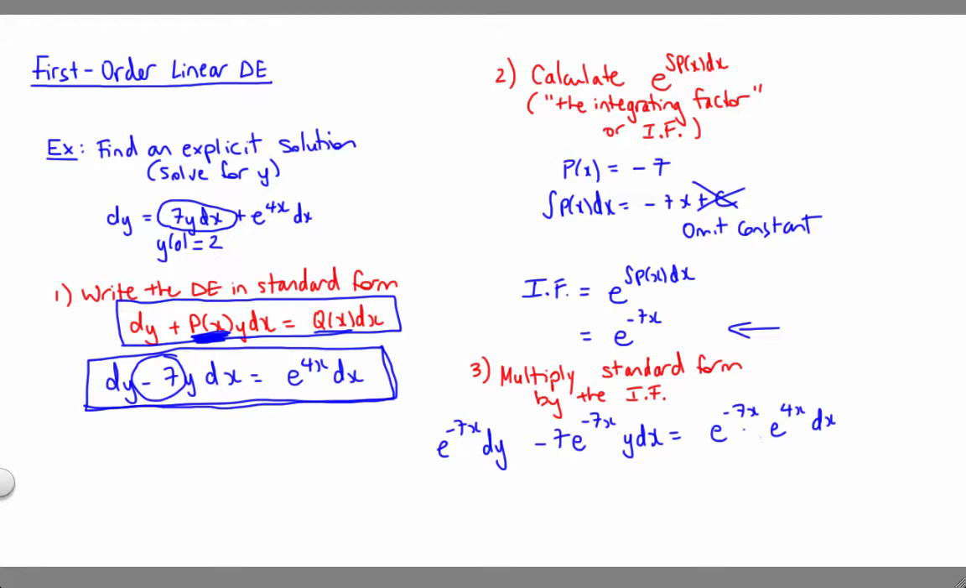The only other thing I would point out here is we could do some simplification on the right side. Multiplying those exponentials, the exponents are going to add, so we'd have e to the negative 3x dx, just a simpler way of writing that right-hand side. Okay, so that's step 3 done, and we are halfway through the problem.